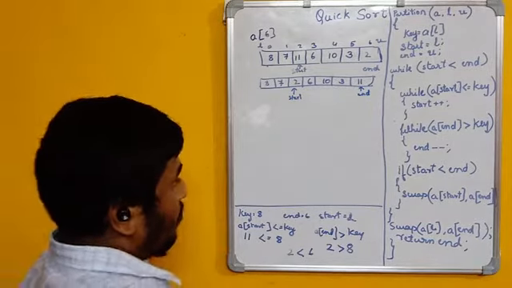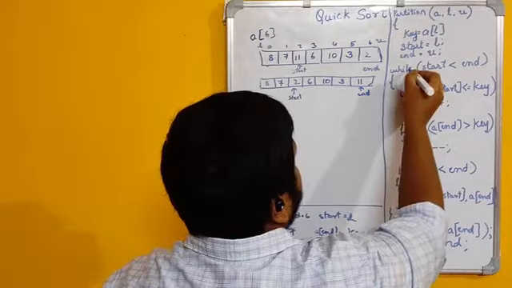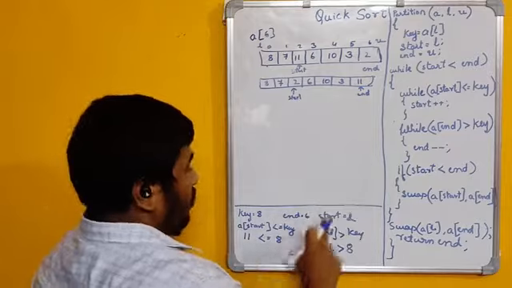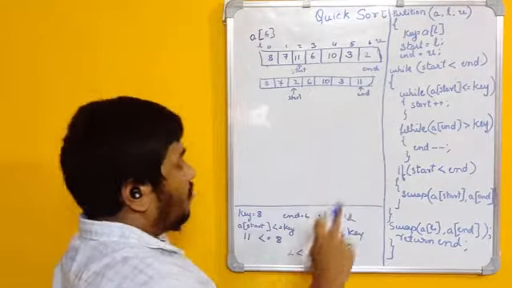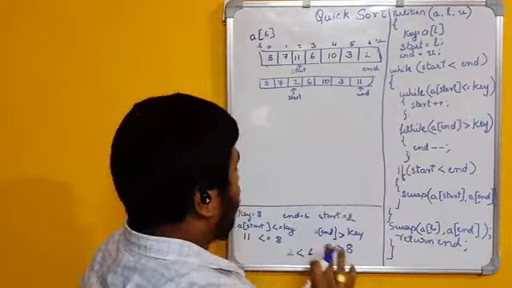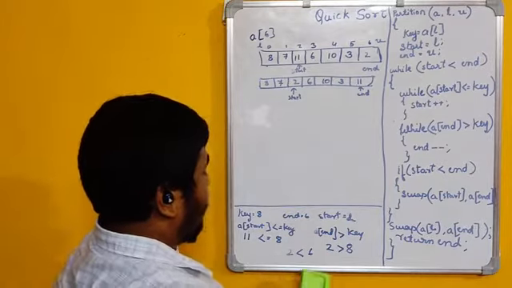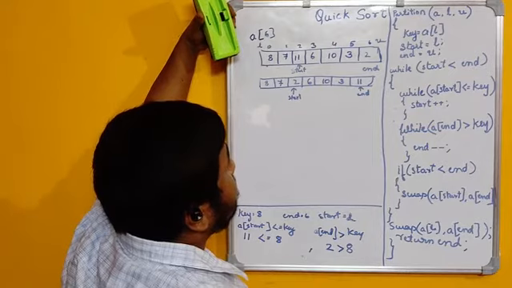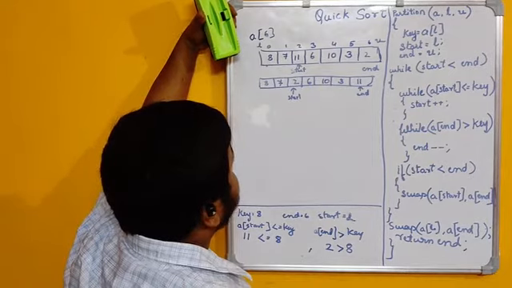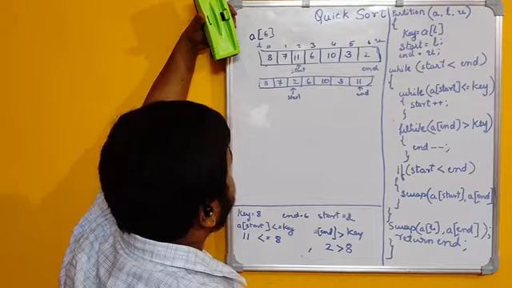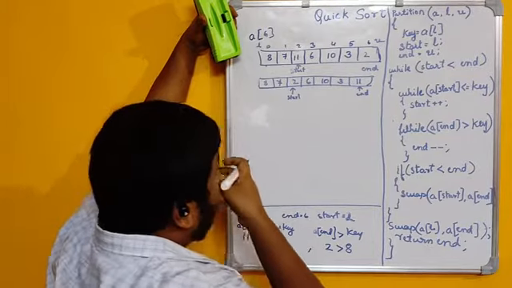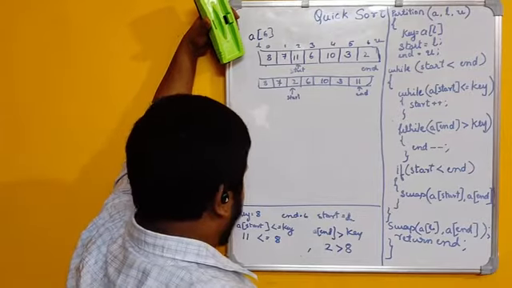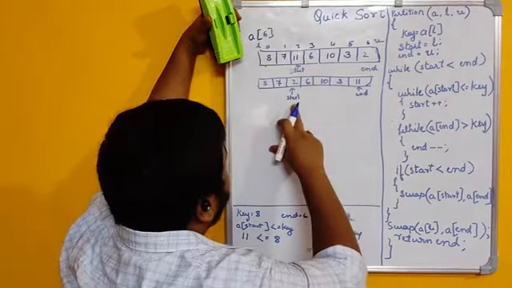Okay, again see here, this loop is still going on. Again we have to check. What is the value of start? 2. And what is the value of end? 6. So we have to check whether start is less than end. Yes, it is less than end. So again, while A of start is less than or equal to key. A of start is what?